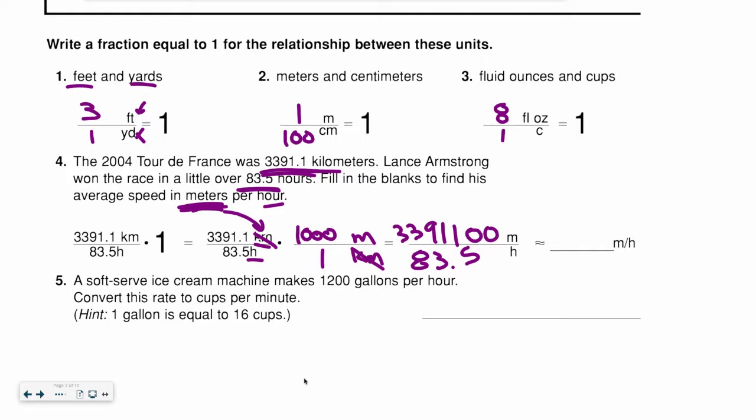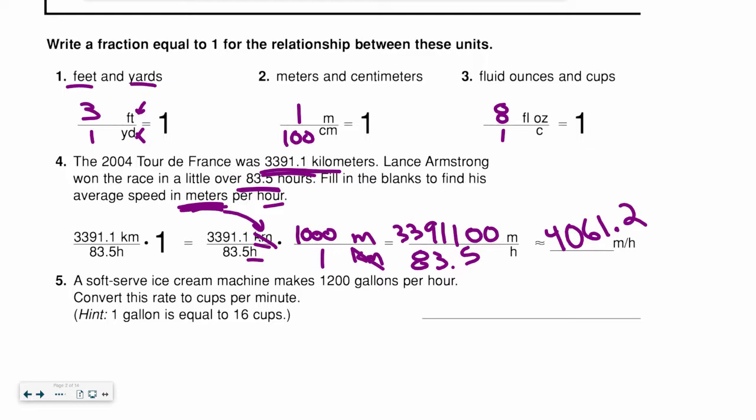Now I just divide these numbers. So now I get my unit rate is 4,061.2 meters per hour. I would do the same thing for number 5.